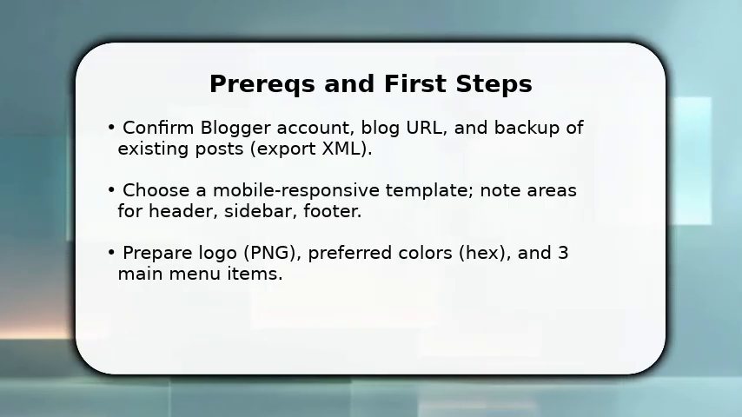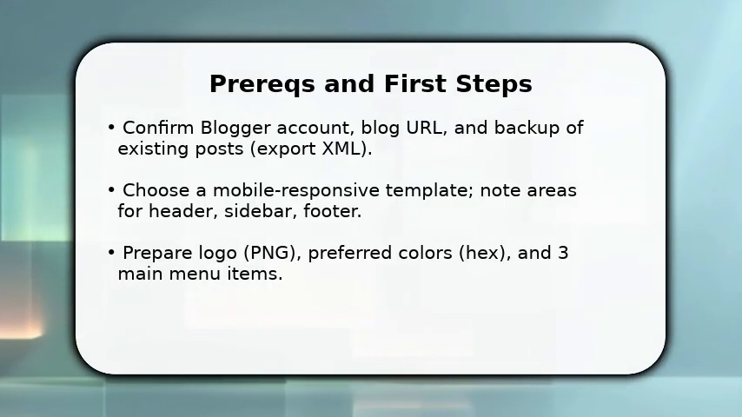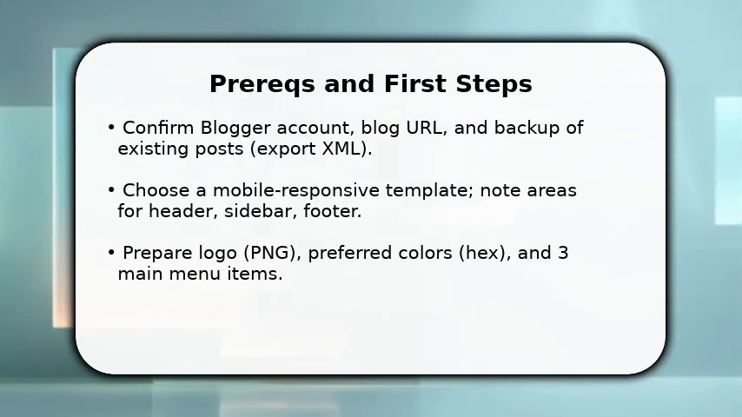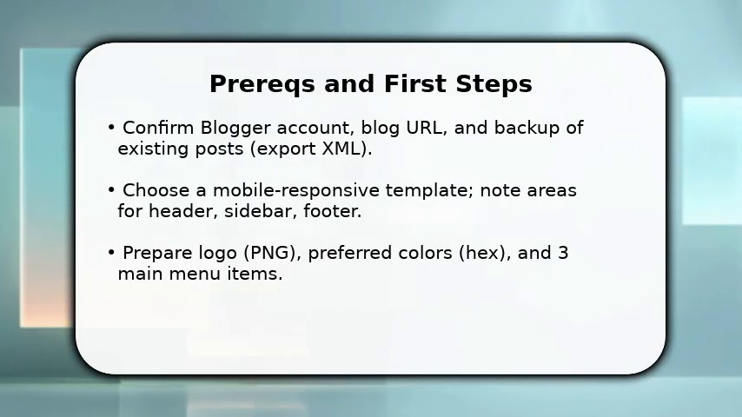You already have an account and a backup. Now start customizing. First, pick a responsive template so your site works on phones and desktop. Once done, upload your logo and set your primary color scheme using hex codes. This ensures brand consistency. Then create 3 main menu items to guide visitors.